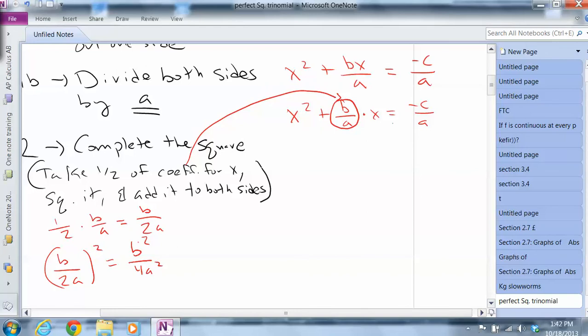I know it's kind of weird because it's letters, not numbers. It was a little easier yesterday when we had just numbers and you had to just take half, square, and add to both sides. A little bit more challenging when it's just letters, but still the same process. So it's going to be this, x squared plus b over a times x. I'm going to leave a little bit of room here.